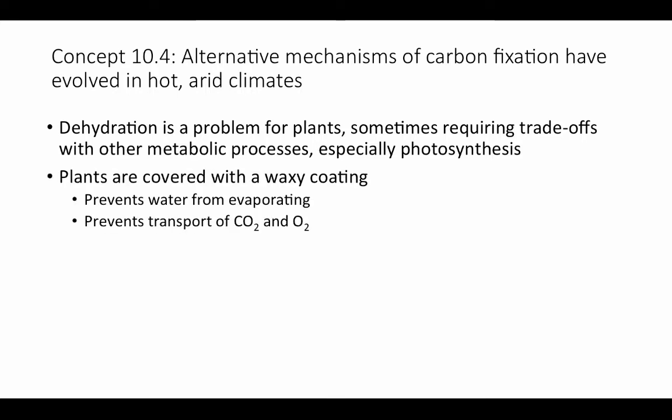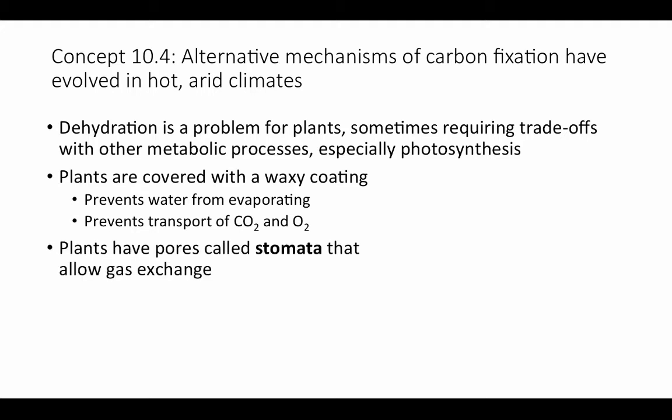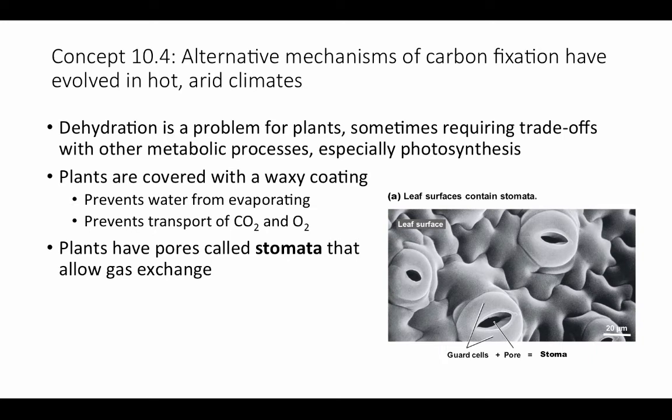Let's see why. Plants are basically covered with this waxy coating that's going to prevent excessive evaporation of water. So evaporation of water from the leaves plays a very important part in the plant's physiology, but we want to make sure that it doesn't lose so much water that it's going to dehydrate. And so this waxy coating prevents excessive evaporation, but it also limits the transport of the gases that it needs to exchange, carbon dioxide and oxygen. So plants have little pores that are called stomata that allow gas exchange. And here's a micrograph image of some of these little pores.